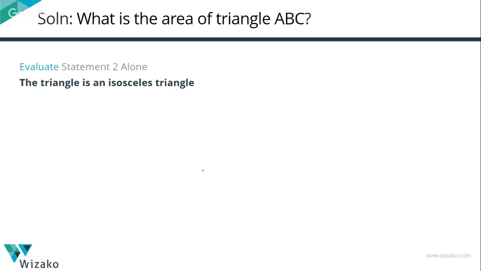Let's look at statement 2. It says the triangle is an isosceles triangle. Infinite isosceles triangles are possible. You do not have any data point. Statement 2 alone is not sufficient. So let's rule out choice B as well. What we are down to is C or E.